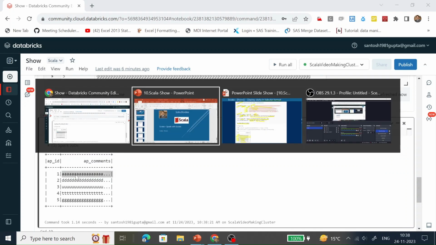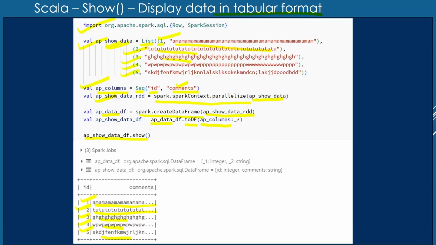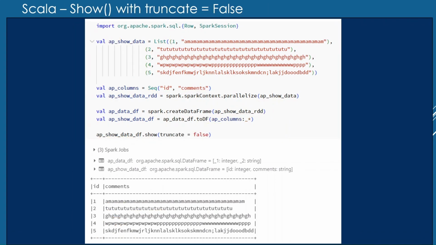So let's go to the PPT. This exercise we have completed. Now let's see how this truncate is going to work. So there's one parameter, truncate is equal to false. So these are the same things which we have done. Okay, but only this part we need to discuss. So what is it going to do? It's taking one parameter, truncate is equal to false.